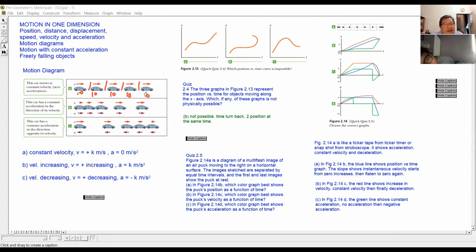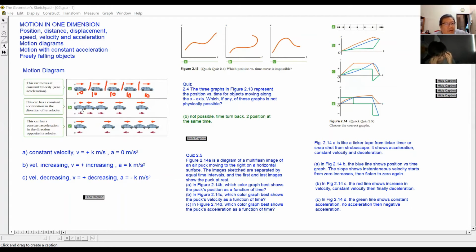So what can you say about the velocity if they are equally spaced out like that? Have you played with the ticker timer and ticker tape? You put a trolley there, you attach the ticker tape to it, then you let the trolley run, and it will pull the ticker tape along and make certain marks on the ticker tape. And these marks are equally spaced out. So if the marks are equally spaced out, what can you say about the velocity?